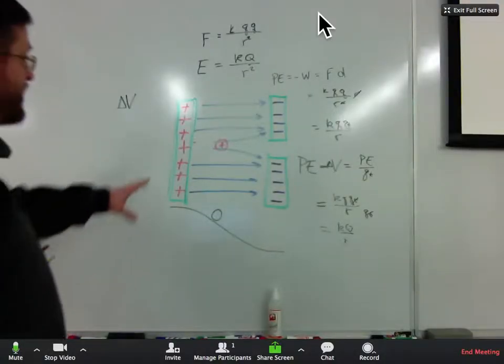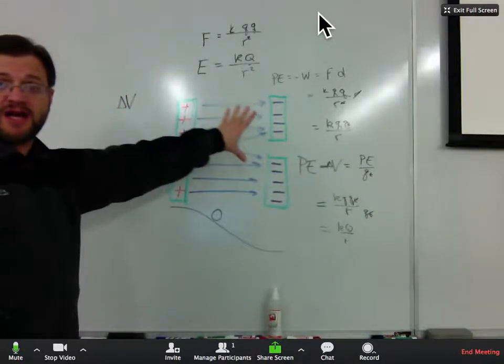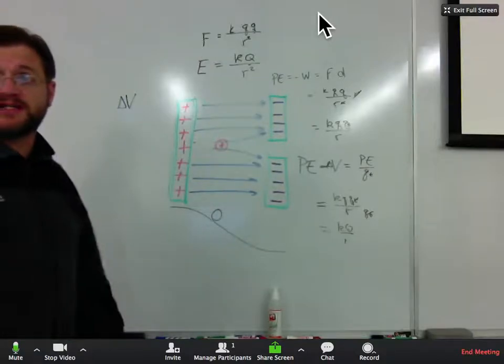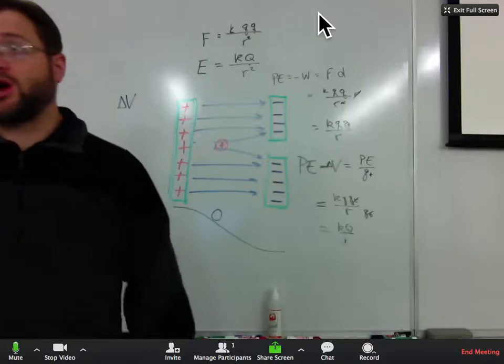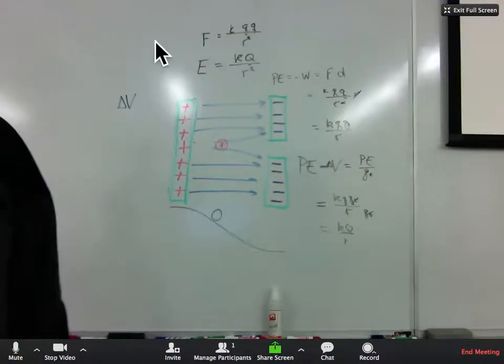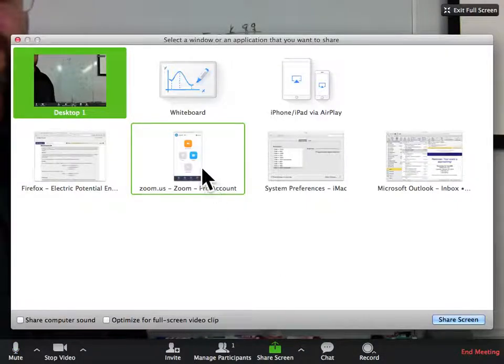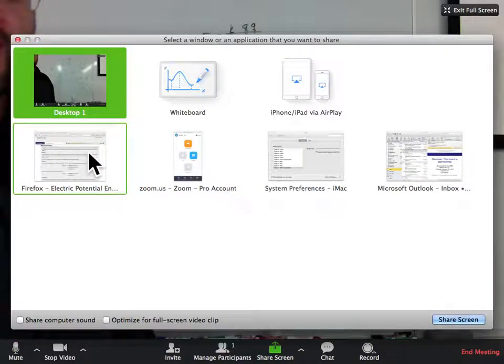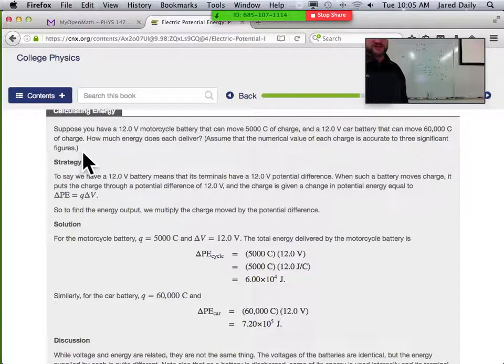You could visualize a battery like this, where you have one side of the battery, which is the positive side, and another side is the negative side. And there are charges that it's supposed to push. And in between here would be all the electronics in the car. And you push the charges through the electronics in the car. And so we've got two different batteries. We've got a motorcycle battery and we've got a car battery, and they both have 12 volts, but they push different amounts of charge. One pushes 5,000 coulombs, the other one pushes 60,000 coulombs. We want to know how much energy each delivers.